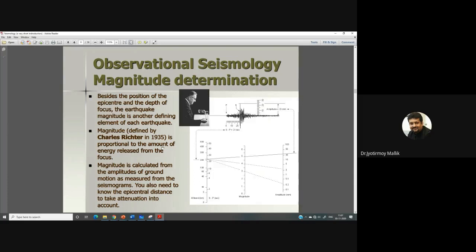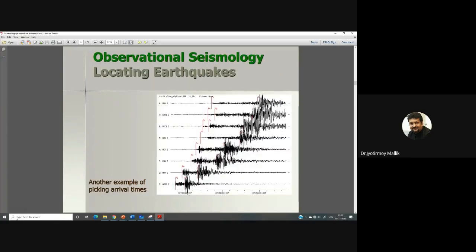See, look at this diagram. Here is the difference between P arrival and S arrival, the time interval. You see the S wave magnitude here and compare it with the S wave magnitude here. It's not varying. It is not related.